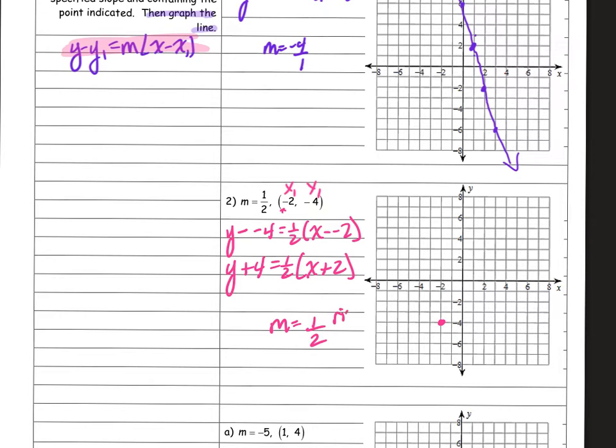So this is my rise, and this is my run. So I'm going to go up 1 over 2, up 1 over 2, up 1 over 2. And then I'm just going to connect the points. Beautiful. Okay, and there's your line. Awesome. So now I'm going to do another one here.